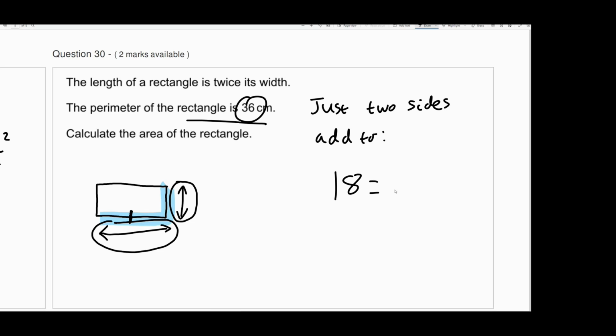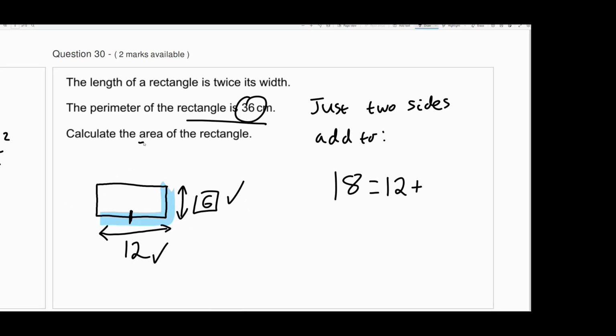So that, to me, looks like it needs to be 12, and so the longer side's 12. What would the shorter side have to be? 6, brilliant, because they will add up to 18. And if I did 12 and 6 again, altogether that would be 36. So I know the length is 12 and the width is 6.